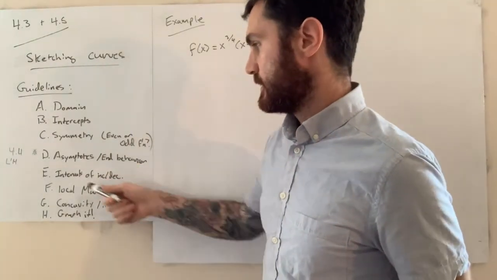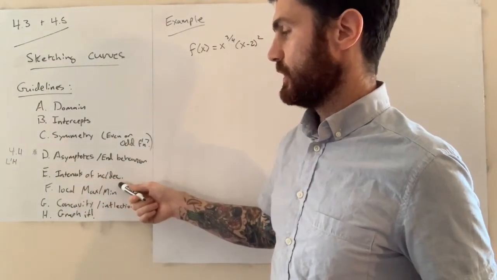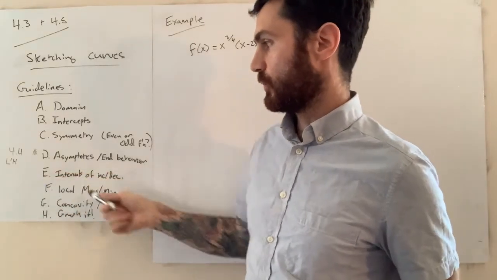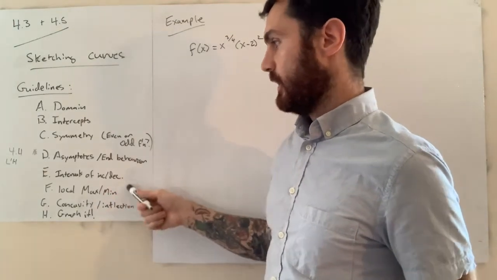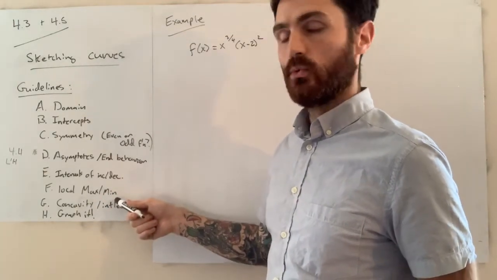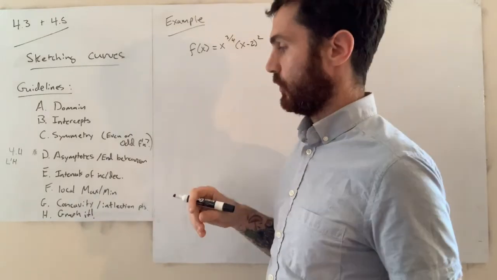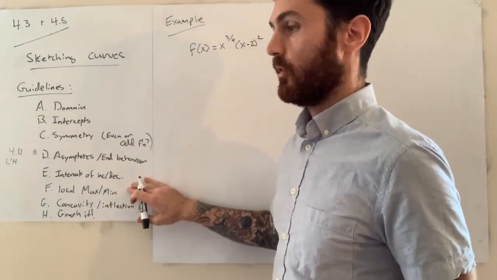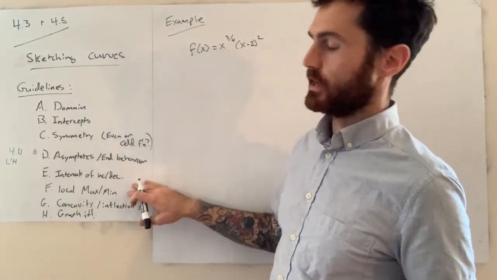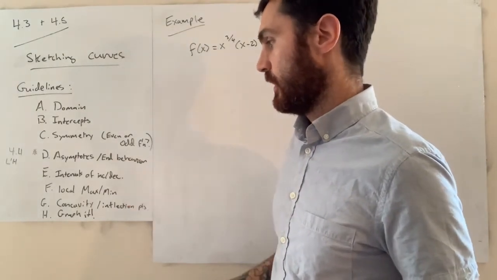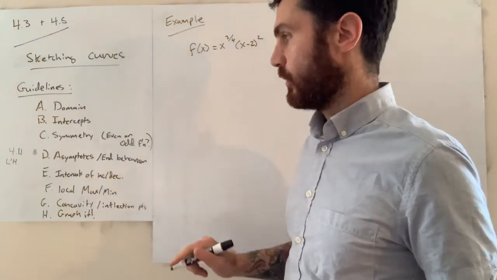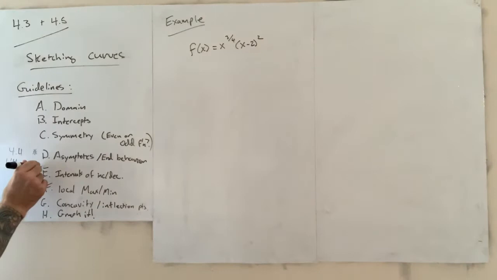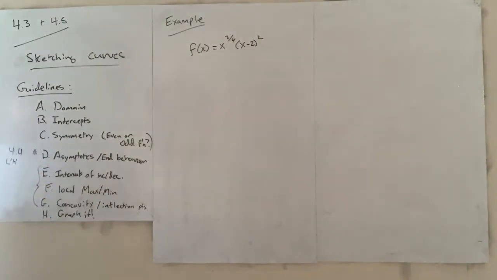The other one is intervals of increase or decrease. So this was from 4.3. Local maximums and minimums. Again, that's how we determined when we had a local maximum and a local minimum, using the first derivative test or the second derivative test. So again, 4.3. Concavity and inflection points, that's again 4.3. So these are where we use calculus. And in particular, this is 4.3.